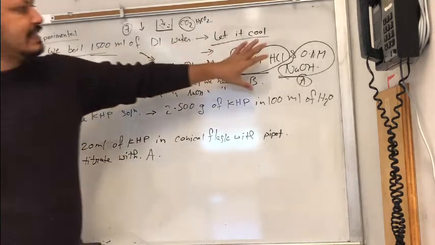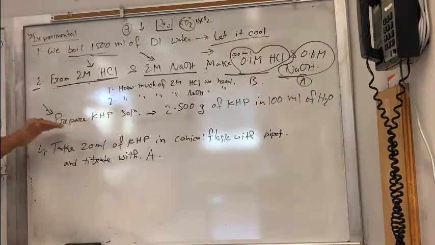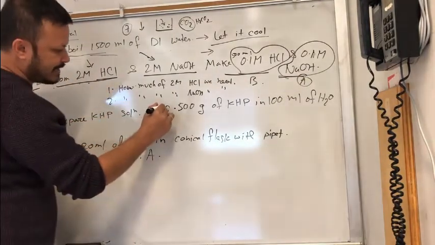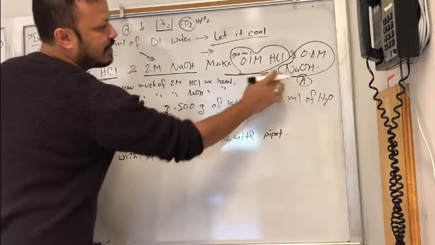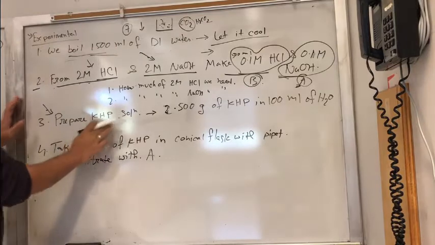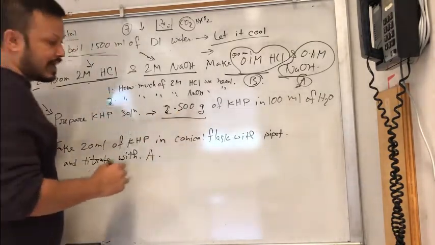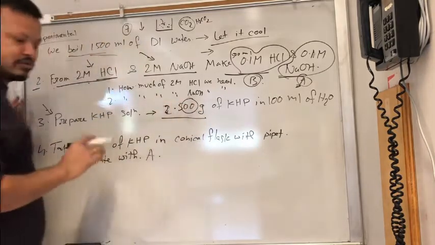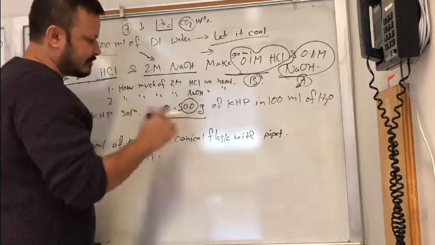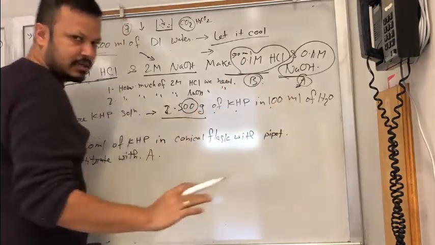So once you have made the 0.1 molar HCl and 0.1 molar sodium hydroxide, then prepare the KHP solution. These two we mark as A and B. How do we prepare the KHP solution? We take 2.500 gram. If you take some other amount, like 2.501, you have to mention it, whatever the amount, for significant figures, of KHP in 100 ml of water.